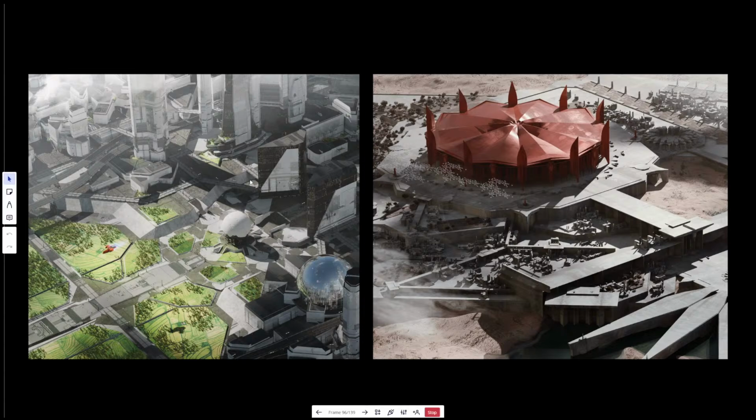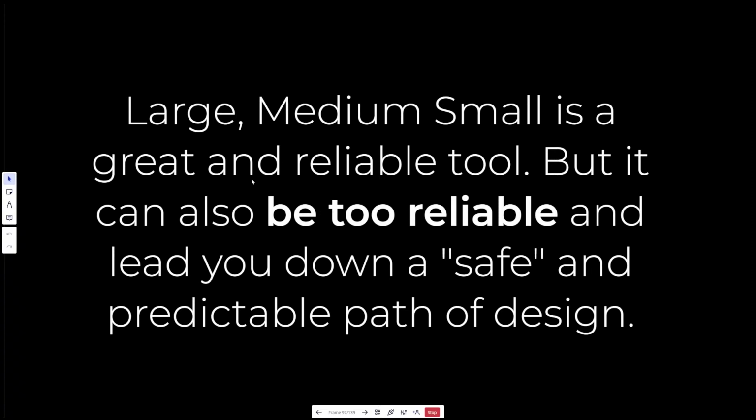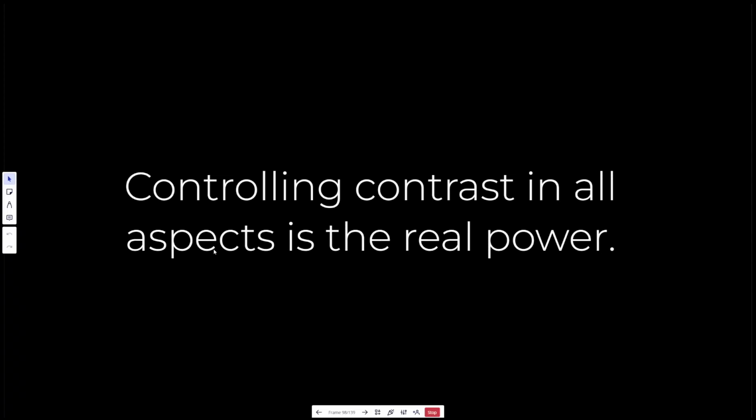And I think large, medium, small is not very good at telling us how to do this, but I think contrast is. So the overall point is just large, medium, small is a great and reliable tool, but it can also be too reliable and lead you down a safe and predictable path of design. Just use contrast to steer large, medium, small. Don't just rely on large, medium, small and be like, I counted a big shape, a medium shape, and a small shape, I'm done. Because it might not actually work for you. Controlling contrast in all aspects is the real power.